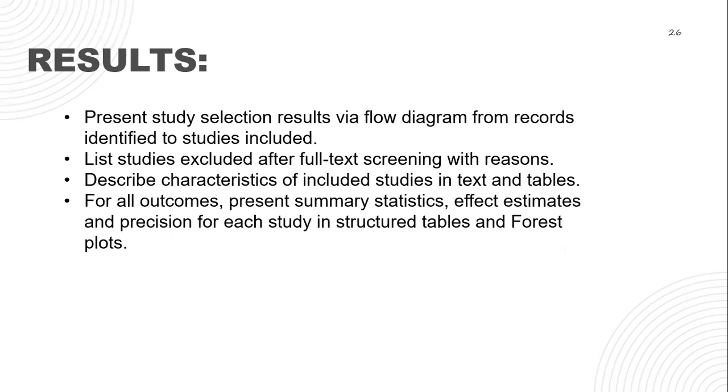It presents study selection results via a flow diagram from records identified to studies included. It lists studies excluded after full text screening with reasons. It describes characteristics of included studies in text and tables. For all outcomes, it presents summary statistics, effect estimates, and precision for each study in a structured table and forest plot.